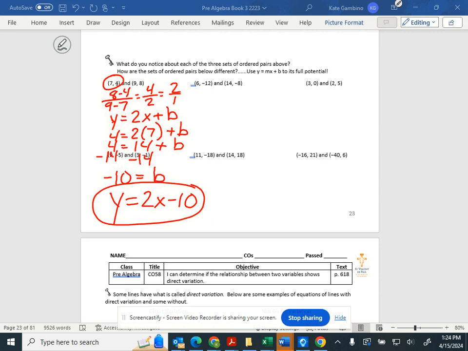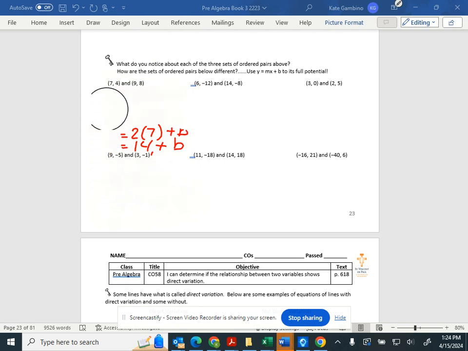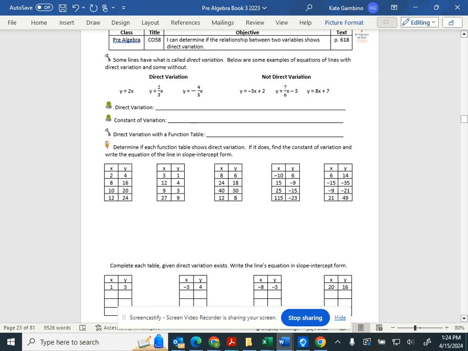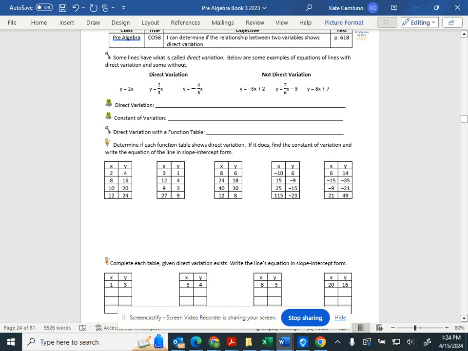All right, so any questions for CO 57? Let's look at CO 58. I can determine the relationship between two variables shows direct variation. What is a direct variation?